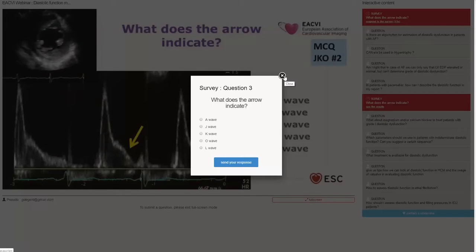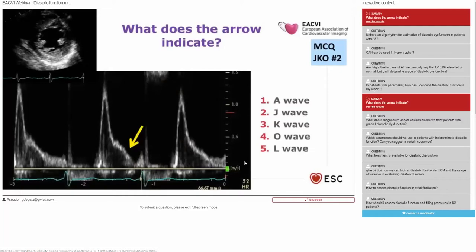Let me have you vote on this. This mitral inflow velocity, and the arrow indicates the velocity in mid diastole. Is it an A wave, a J wave, K wave, O wave, or L wave? Okay, you have 30 seconds.